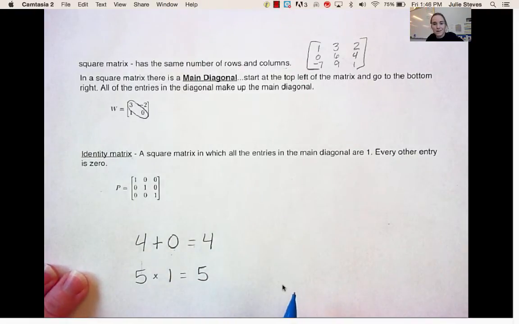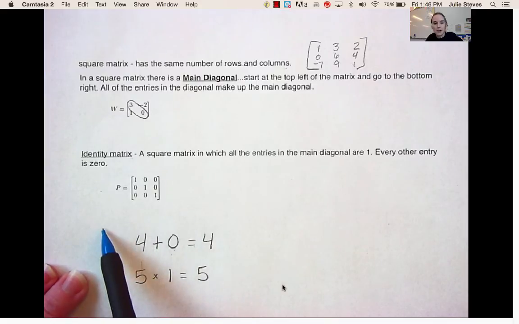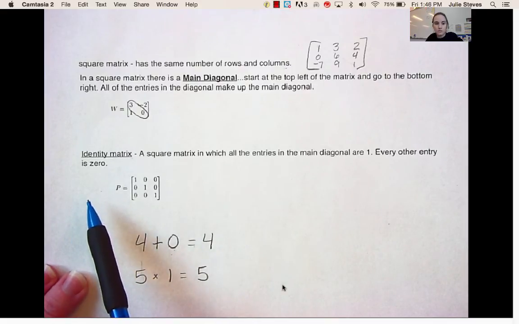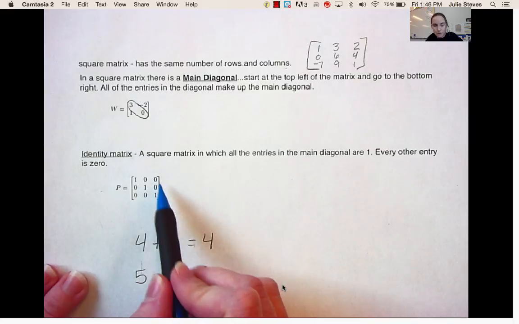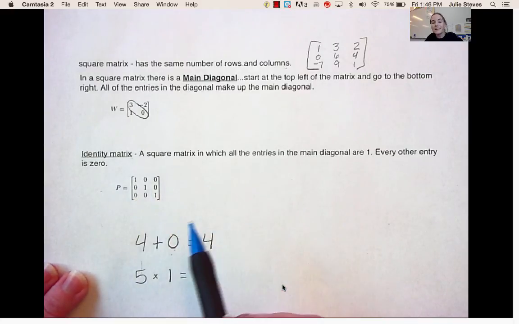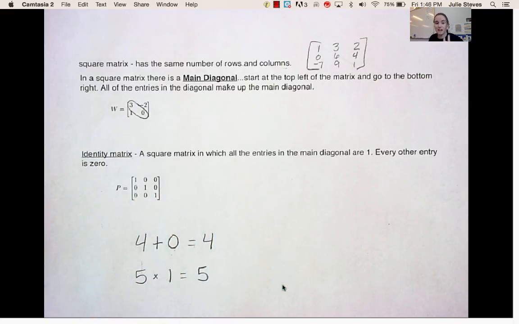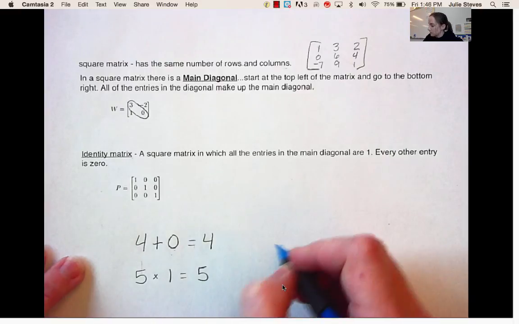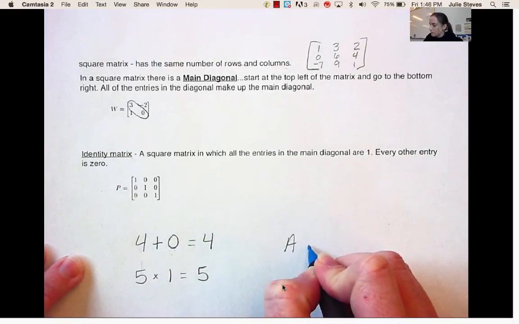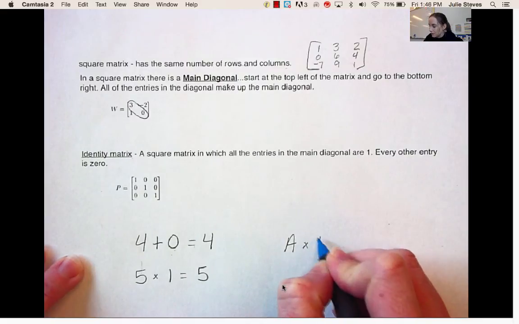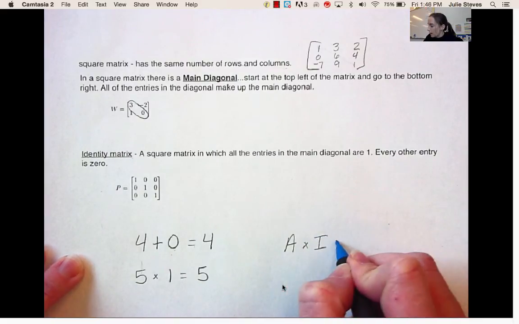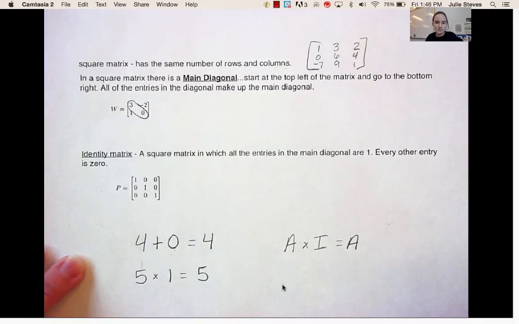When we talk about an identity matrix, the same type of thing will happen. If I multiply a given matrix by an identity matrix, I will get the matrix that I started out with. So if I take matrix A and multiply it by an identity matrix, we'll call it I, I will get matrix A as the output. That will be the product.